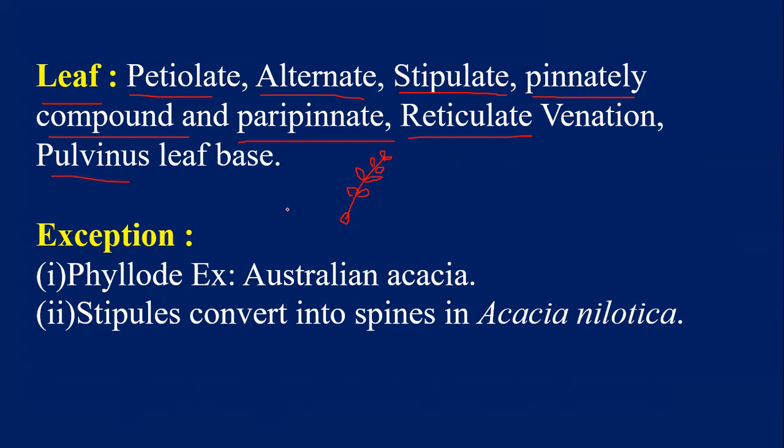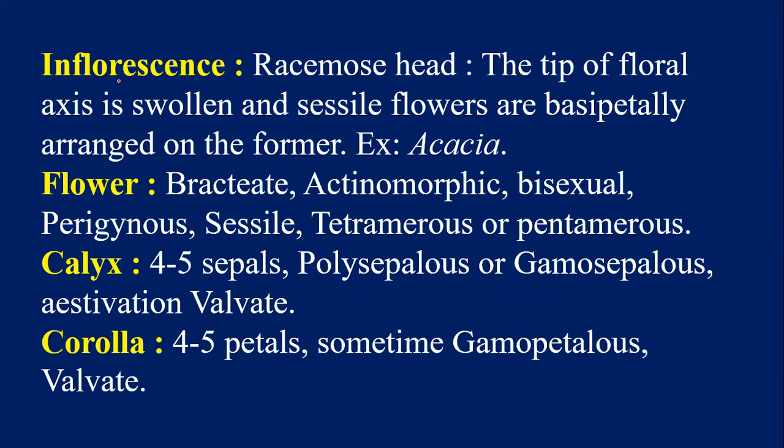Some exceptions are also given. Try to remember that in some plants, the stalk of the compound leaf is modified into a leaf-like structure which is called phyllode. Example, Australian acacia. Stipules convert into spines in Acacia nilotica. In some plant species, stipules are converted into spines. That is also one of the examples given. Try to remember. And let us discuss the floral characters.